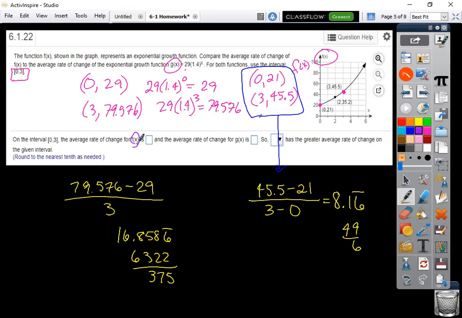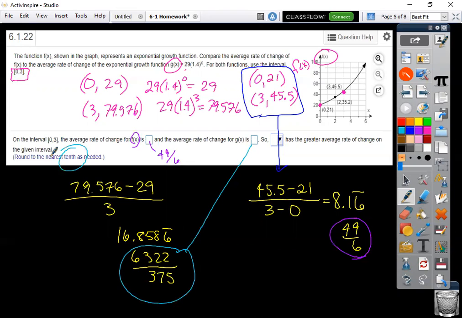All right, so on the interval from 0 to 3, f of x, make sure I put the right one in the right spot here, f of x, which was this one, is 49/6, so I keep it exact. And then on the other one, my g of x, which is this, if I want to keep it exact, it does say you can round to the tenths, but I'll keep it exact here, 6322 over the 375.